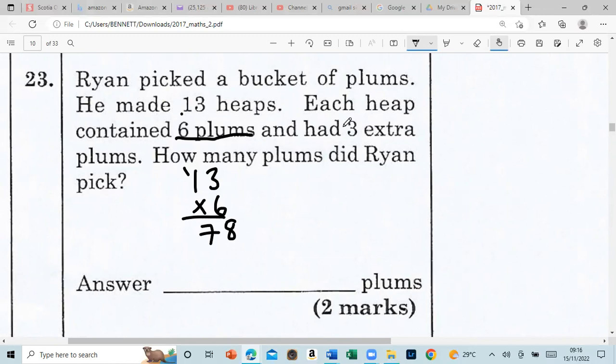So he has a total in the 13 groups of 78. And he had 3 extra plums. So the 3 extra, we can just add it to find the total. 3 and 8, 11. So in all, he had 81 plums. And you probably get 2 marks. Alright? Let's move on to 24.